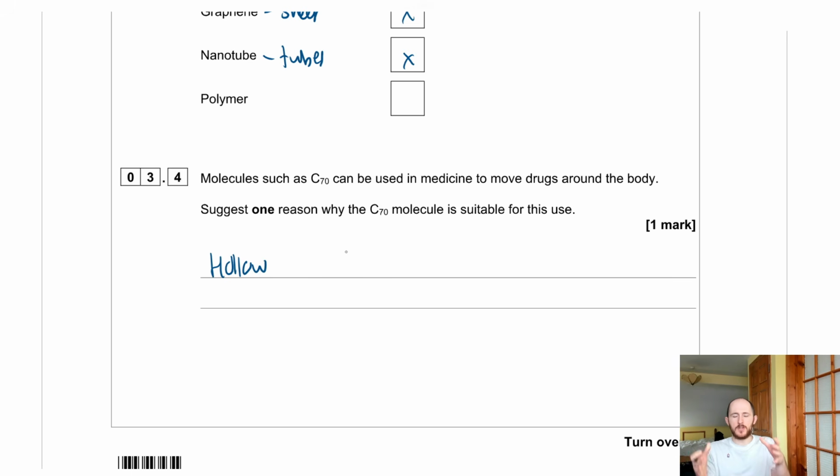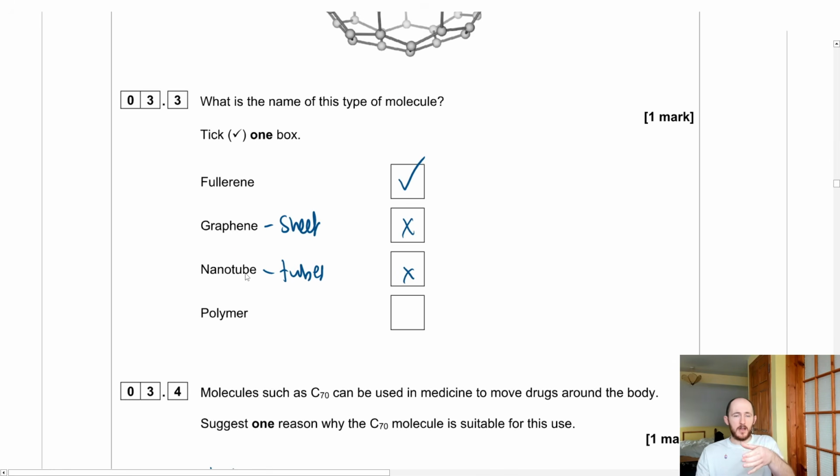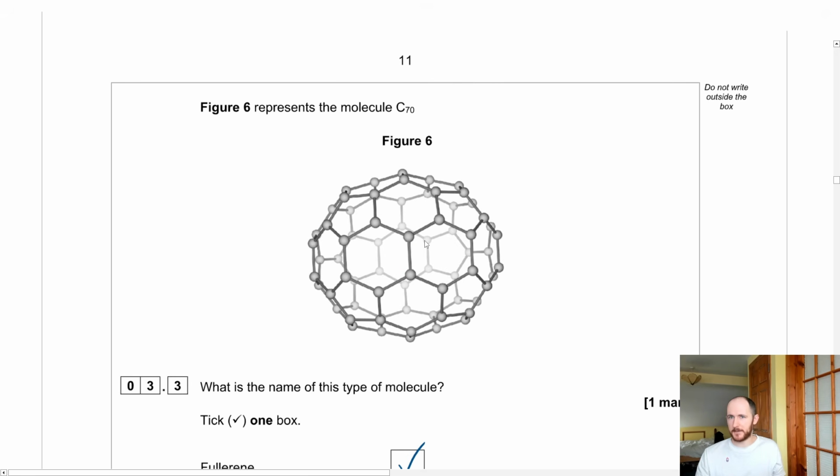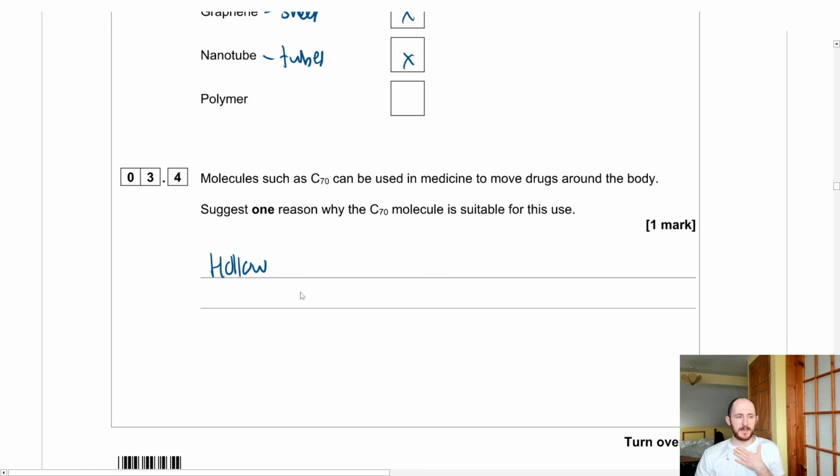Imagine if I asked you to move a bunch of water from point A to point B. Well, would you want something that's a tube? Probably not. Would you want something that's a sheet? Probably not. Would you want something that's like a diamond shape? Probably not. Instead, you'd want something hollow like a bucket. And that's how fullerenes behave. They behave like buckets that carry medicine to where they need to be. So that, in my opinion, makes the most sense. But let's think about some other reasons.